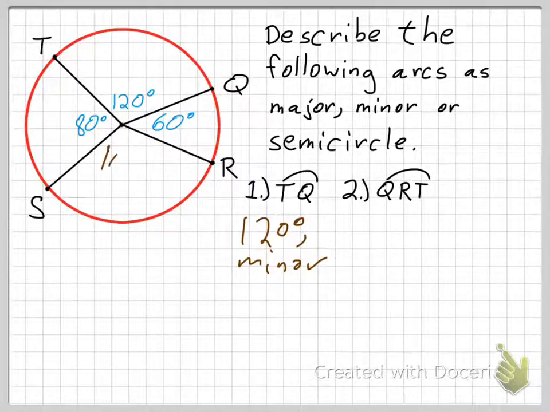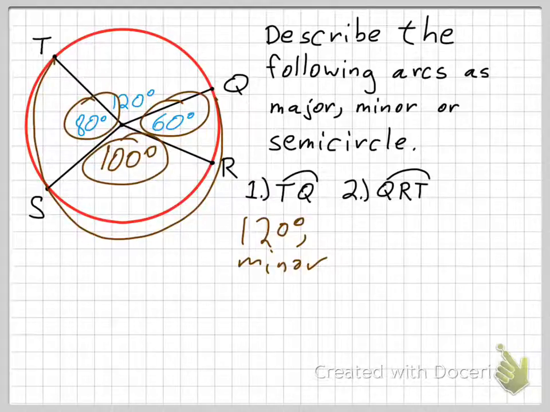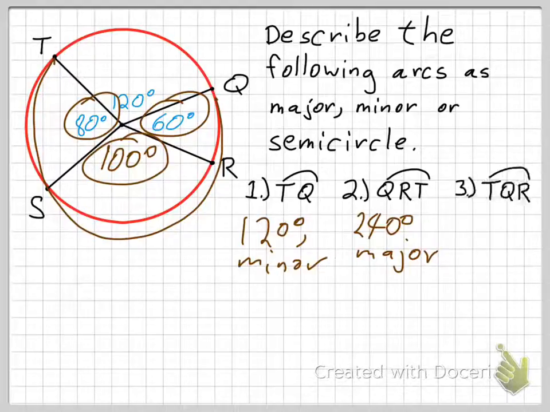Alright, so we have that this is 100 degrees, and so QRT is going to be 60 plus 100 plus 80. So it's going to be 240 degrees, and that's greater than 180, so it's a major arc. Okay, it's major.